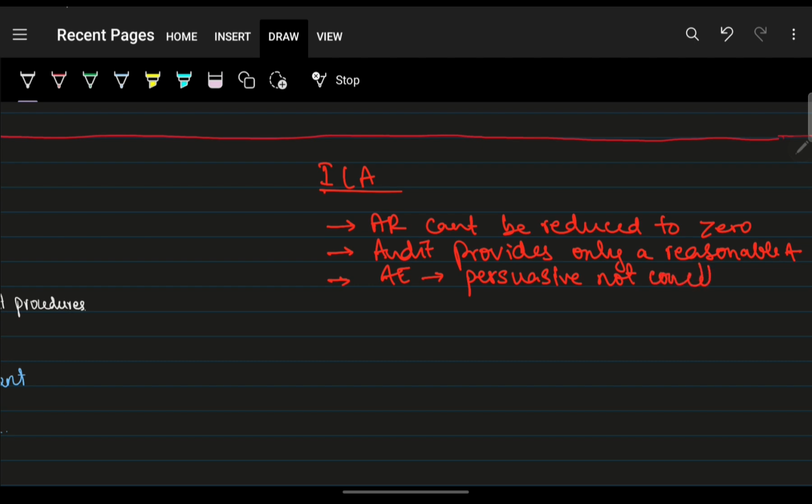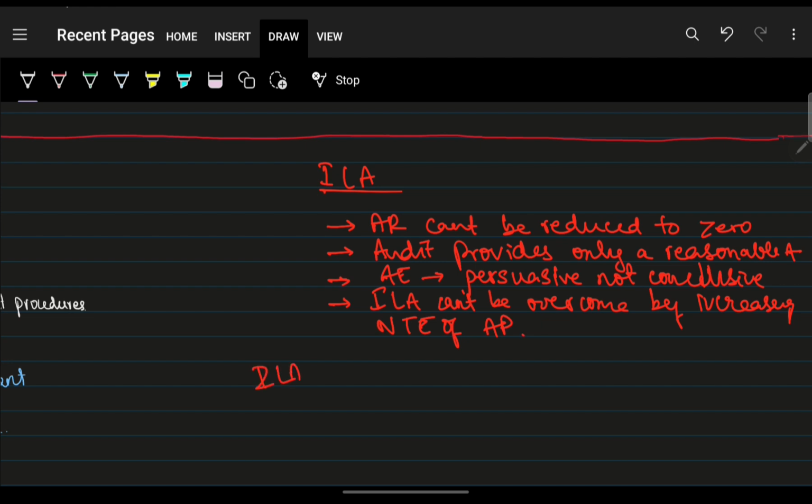And the last point is that inherent limitations of an audit can't be overcome by increasing the nature, timing, and extent of further audit procedures. Okay, so now what are the inherent limitations? There are 5, right? 1, 2, 3, 4, and 5. Okay, we'll try to make space.